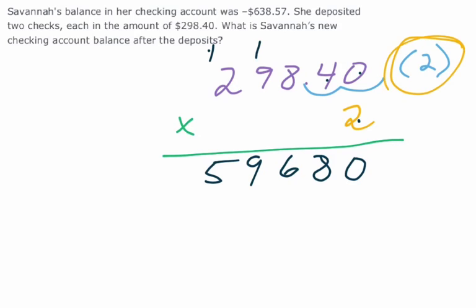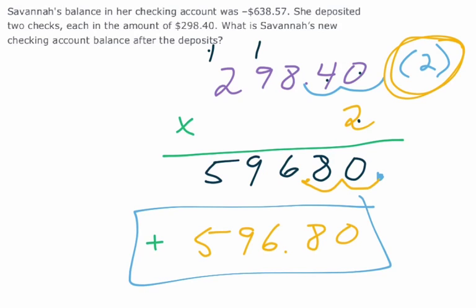I'm showing 59,680, but I come back 2 places. My decimal point is at the end. I'm going to bring it back 1, 2, and that makes more sense. $596.80 is what she deposited. A deposit is a positive amount. She got money. She earned money with these 2 checks.